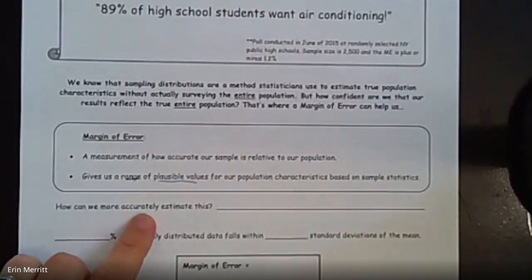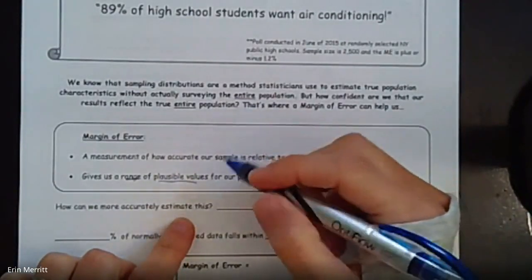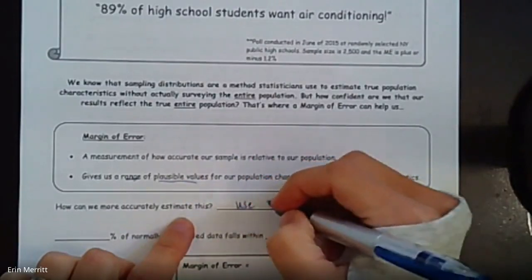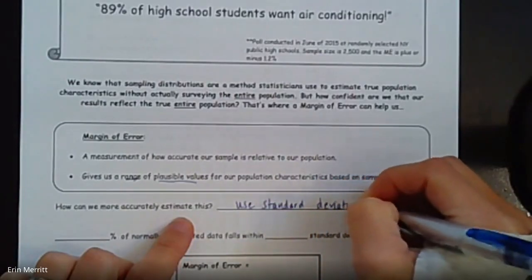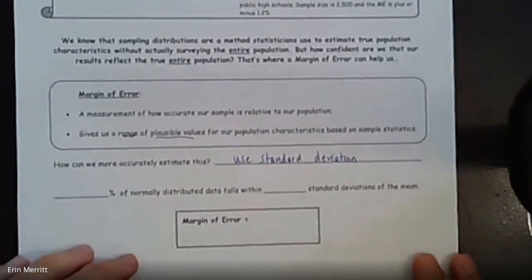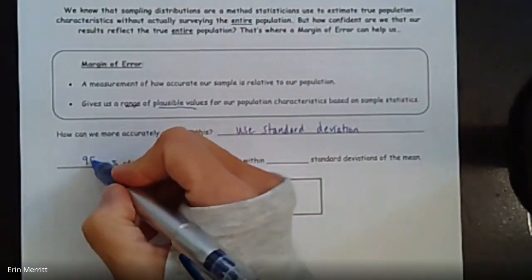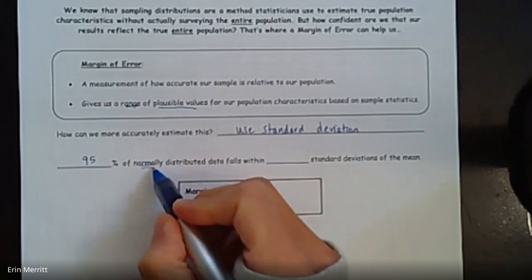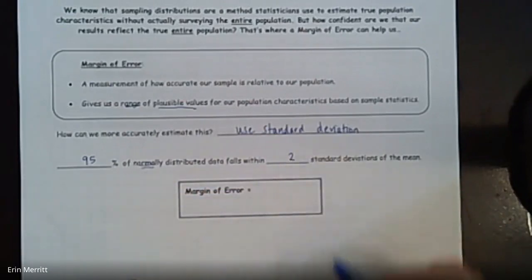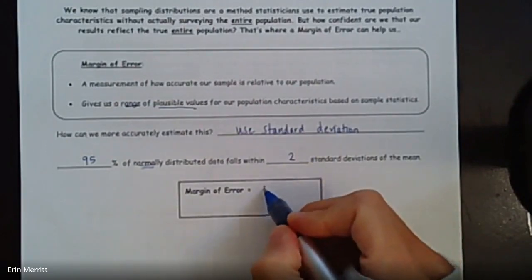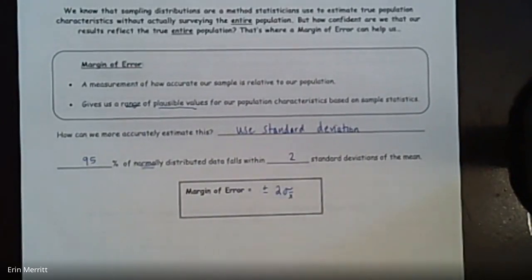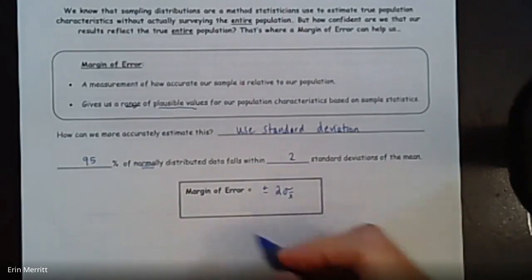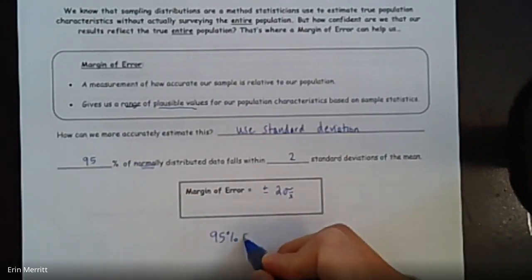So when it says, how can we more accurately estimate this? Well, how we're going to do it is we're going to use standard deviation. Because what we've talked about is that we know that 95% of normally distributed data, so when you have the bell curve, falls within 2 standard deviations of the mean. So to calculate that margin of error, we do plus or minus 2 standard deviations of the mean, or depends on what the data is, to be what we say is 95% confident of our answer.